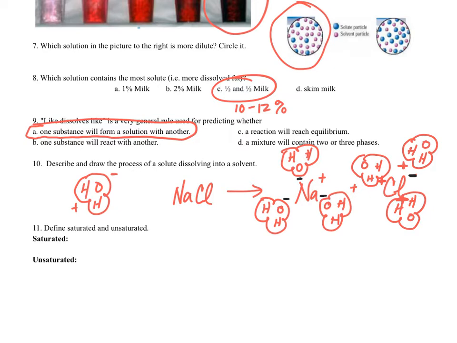Number 11, define saturated and unsaturated. Saturated means that you have the maximum amount of solute dissolved in the solution. Unsaturated means you'll have less than the maximum amount of solute in the solution.